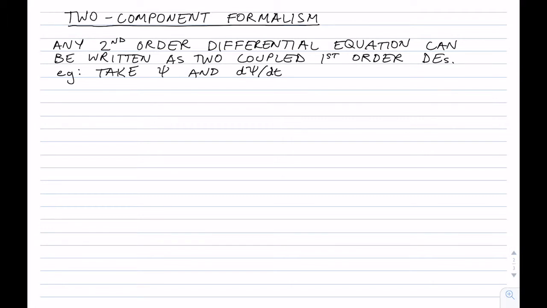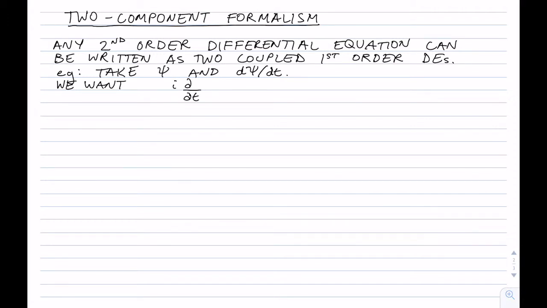as the two variables, and then if we specify both psi and d psi dt at some point, then we can actually extrapolate that to the rest of time. What we're looking for ultimately is an equation that's Schrodinger-like. So what we want is something that looks like this.